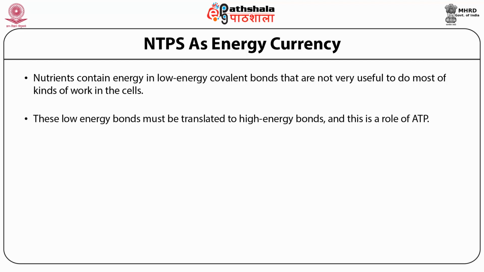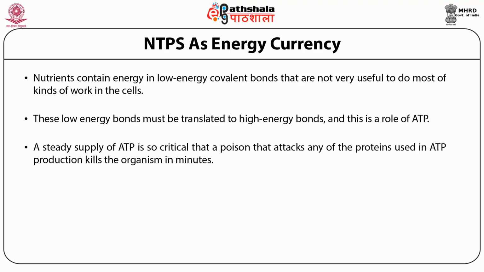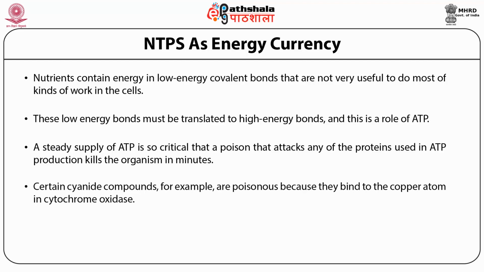These low energy bonds must be translated into high energy bonds to perform a specific energetic function, and this is what the function of NTPs or ATP is. A continuous supply of ATP is so crucial that if a protein used for ATP production is inhibited or attacked, then a person dies within a minute. Such an example, if you remember, is the cyanide compound.